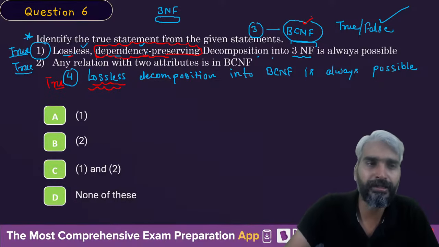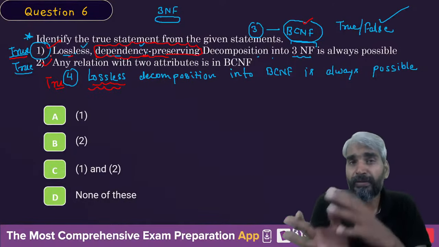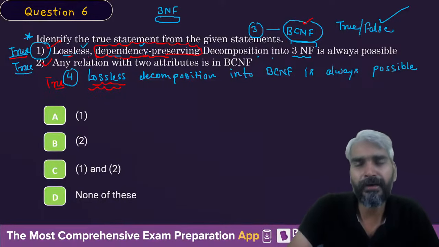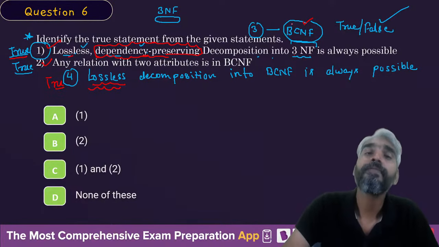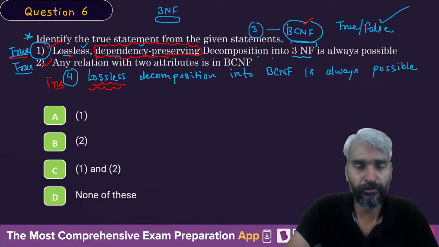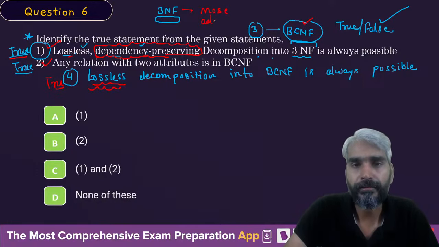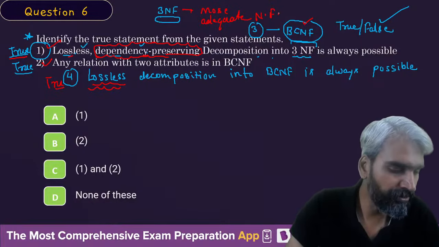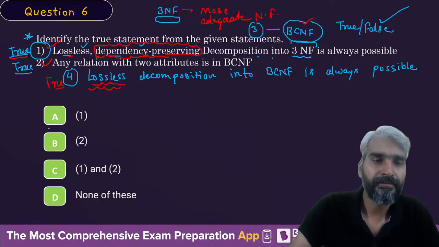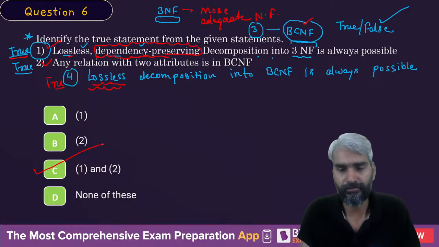So that's the overall thing which I wanted to explain from this question. I repeated this: statement one is true, statement two is true. But if it is about BCNF, then you can have lossless join decomposition up to BCNF, but you may or may not have a dependency preserving decomposition into BCNF. Up to 3NF, everything is possible. Therefore, we call it the most adequate normal form, because everything can be preserved up to 3NF. So the correct answer from here is both 1 and 2. Identify the true statement: both of them are true.